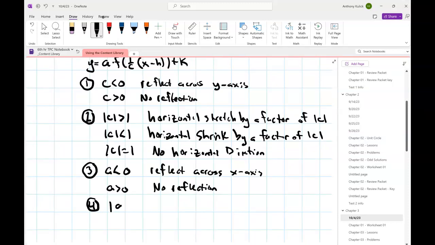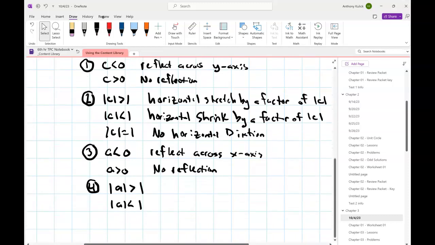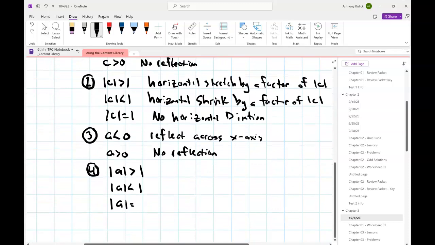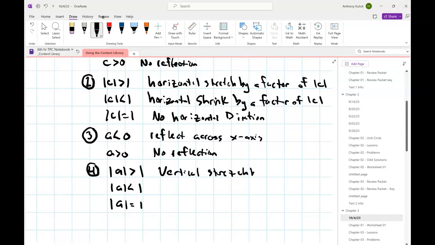And then the same rules go for A as for C, except instead of horizontal, we're talking about verticals.